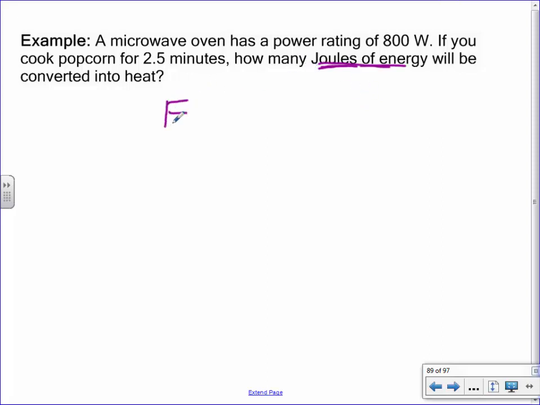Well, hang on 1 sec here. The formula is energy is equal to your power times your time. But I got to point something out. This is actually one of your assignment questions on the lab. Energy is measured in joules. Power is measured in watts. But time has to be in seconds.